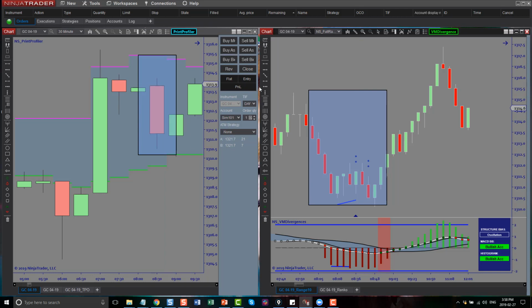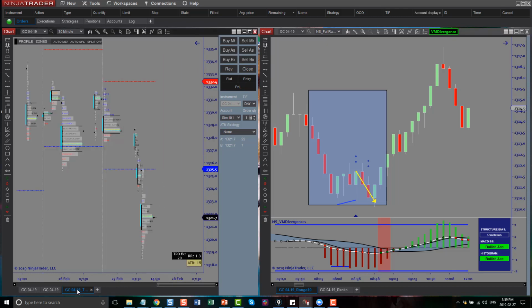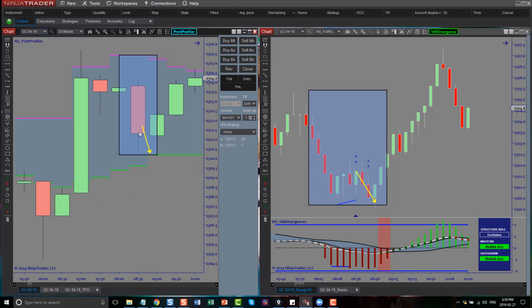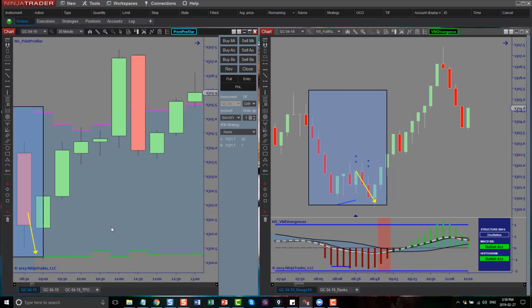And interesting enough, this trade actually gave you a bit of heat. If you took the long here and it pulled back, that trade would have given you heat. And you notice how it tagged the low? That's the value low it tagged before it bounced. So let's just cross that off as a no trade. If you were using the TPO software, you would have taken that trade. If you were using the print profiler, you would have passed on that trade.